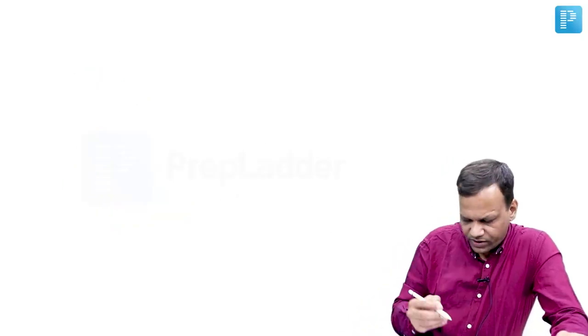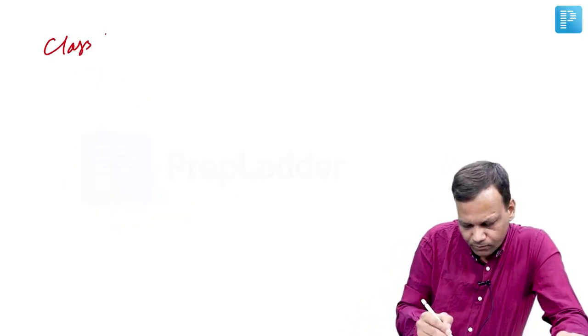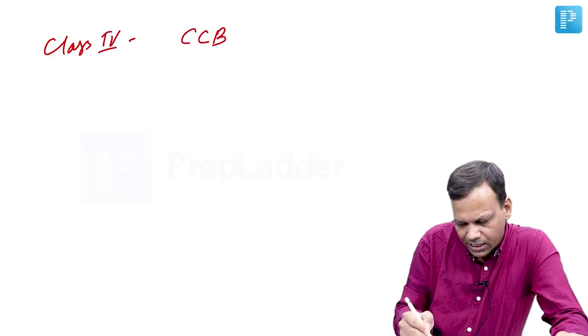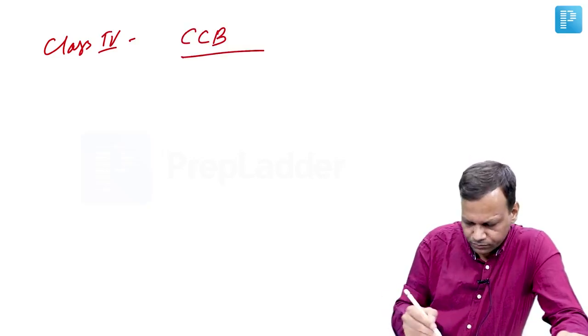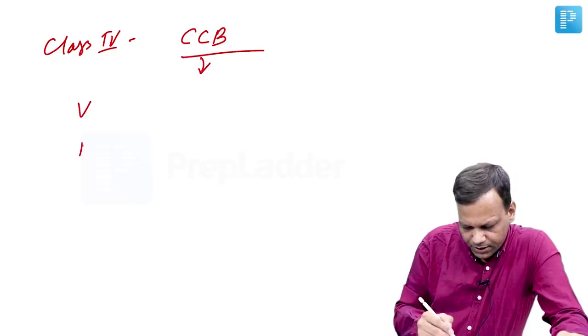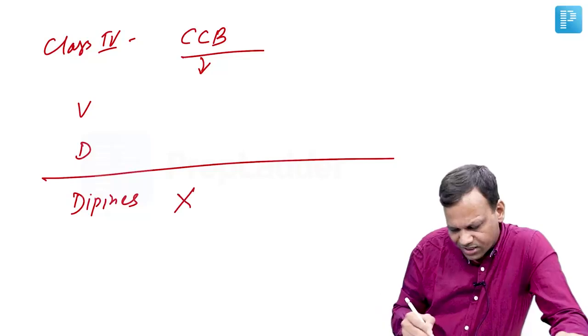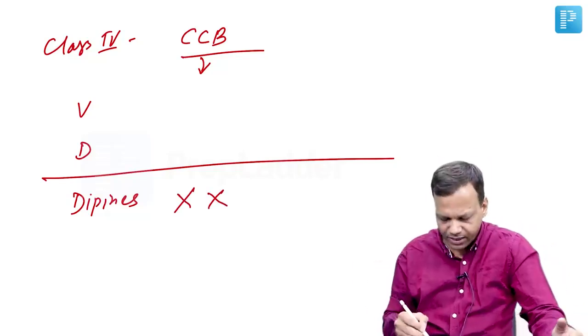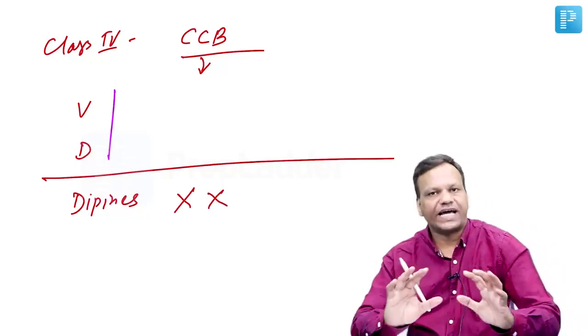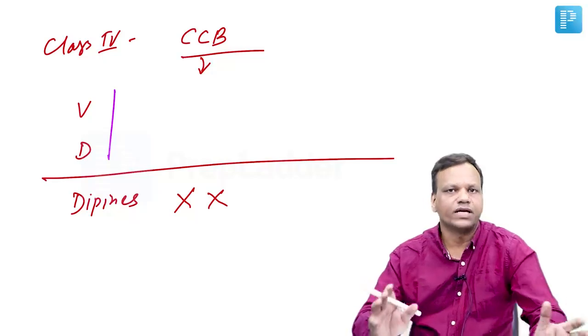Okay. Then moving to class 4 drugs, calcium channel blockers. And we all know we have 3 drugs mainly here: verapamil, diltiazem, and dipines. Dipines are not used in arrhythmias because they do not have any direct effect, and verapamil and diltiazem are used for tachyarrhythmias. They are alternatives to beta blockers.